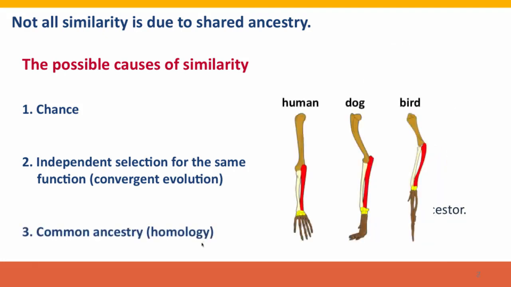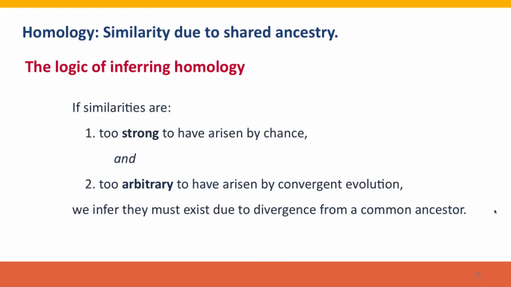Finally, similarity can be due to common ancestry, the kind of homology that I described in the previous slide. Now, how do we decide whether similarity is really due to shared ancestry? The answer is it's not always obvious, but usually we have a lot of other information. The general principles are if the similarities are so strong that they couldn't have arisen by chance, for instance, the similarity between the Aniridia gene and the Eyeless gene that I showed you, and they're too arbitrary to have arisen by convergent evolution, that is, the similarities extend to features that would not be acted on by natural selection, then we infer that these similarities must have arisen because of divergence from a common ancestor, and that is, they must be due to homology.